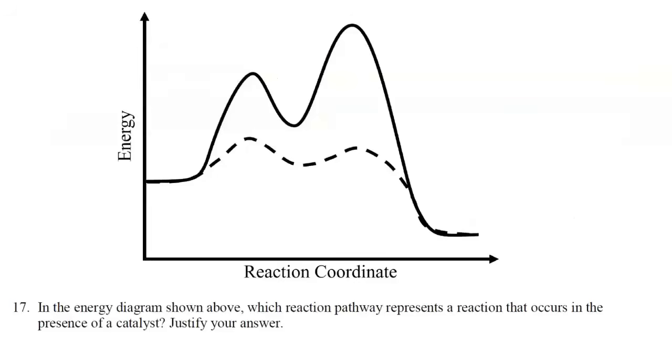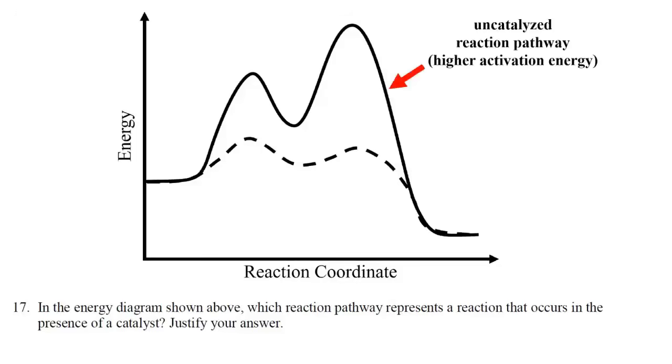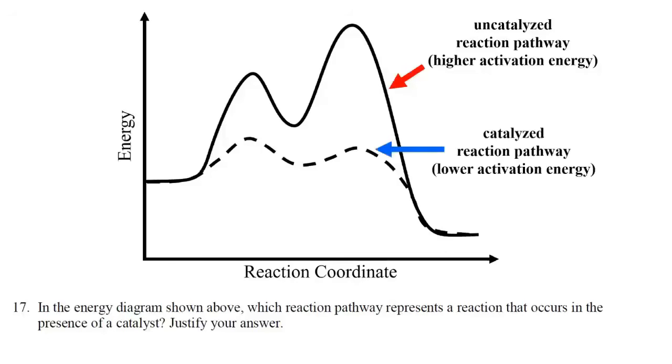Question 17. In the energy diagram shown above, which reaction pathway, the solid line or the dashed line, represents a reaction that occurs in the presence of a catalyst? Justify your answer. So the solid reaction pathway has a higher activation energy. The dashed reaction pathway has a lower activation energy. So therefore, the uncatalyzed pathway would be the solid line, and the catalyzed pathway would be the dashed line.